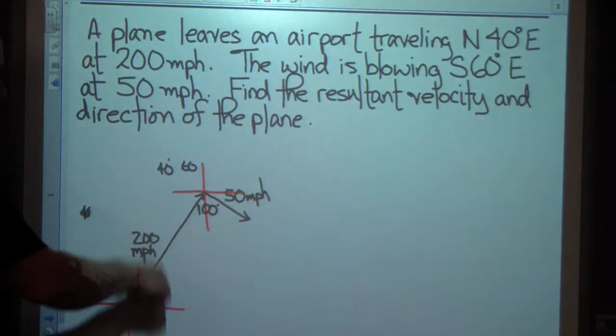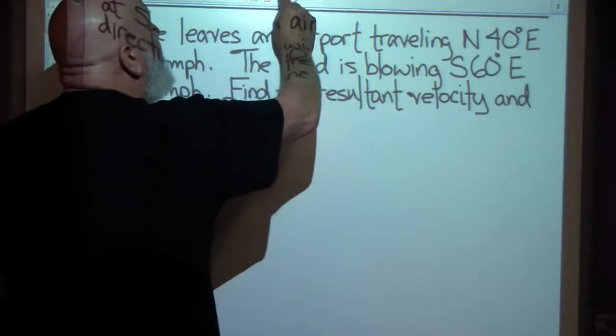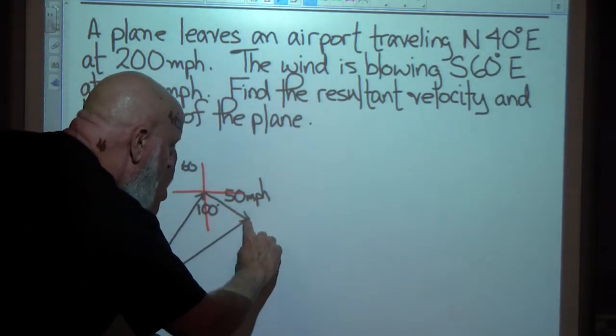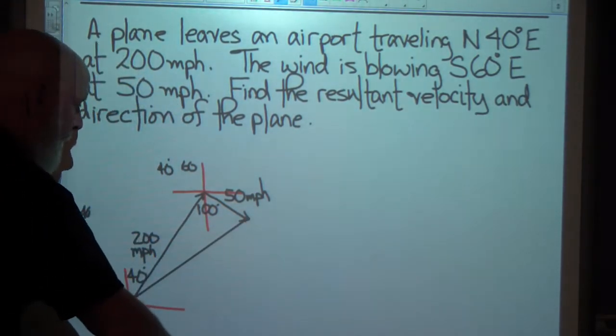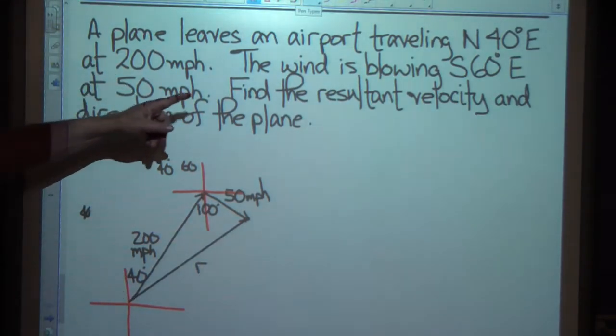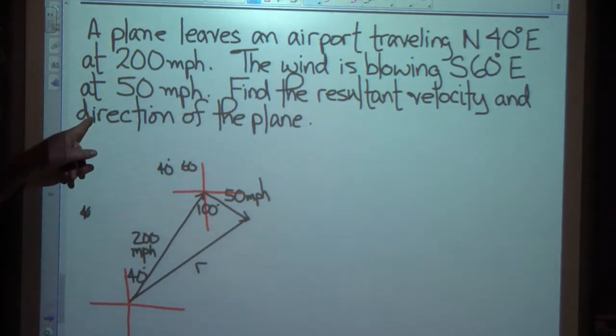And now I want to find the resultant. So I'm going to go from here. Okay, I think I'll use this tool here. Make it a little straighter. This is what I'm looking for. I'll call that the resultant. And now, find the resultant velocity. That's the length of this line segment. And the direction of the plane.